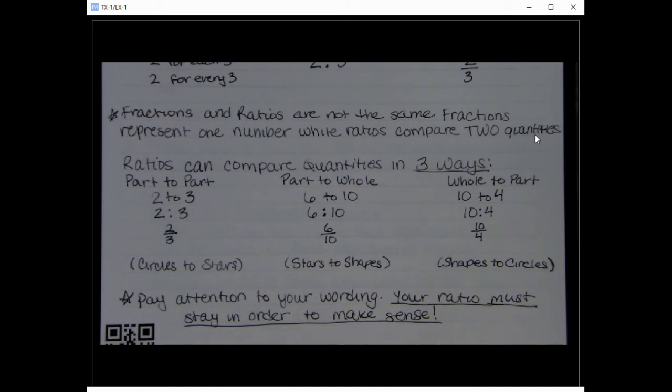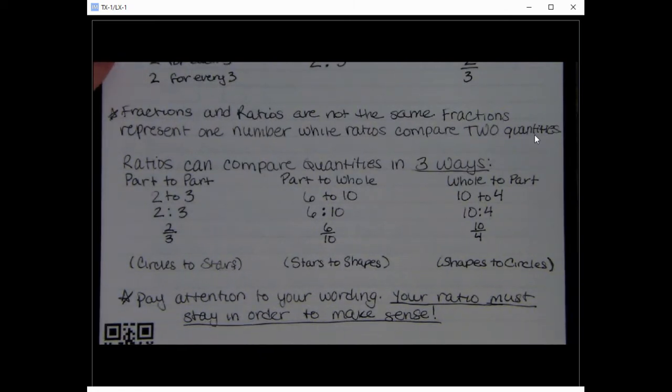When you're writing ratios, you don't have to write it in the 3 different methods every single time. One might be better than another in a certain situation. So I just wrote down all of them so that you can see.